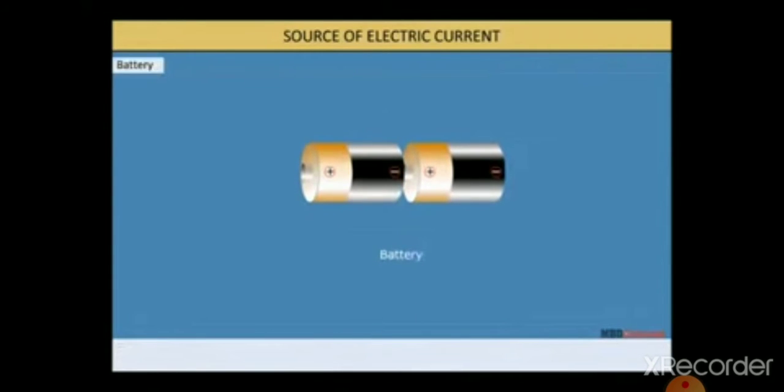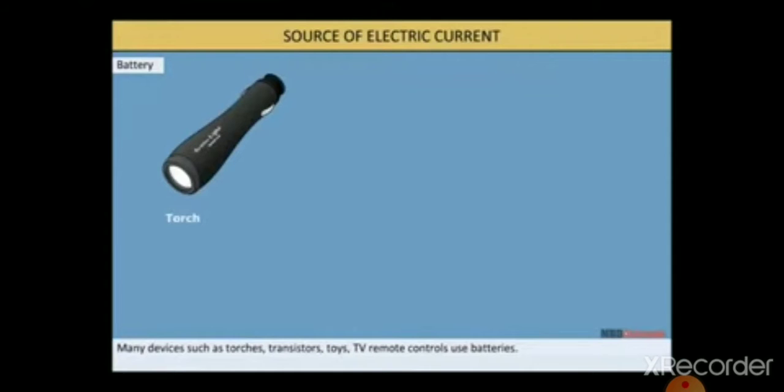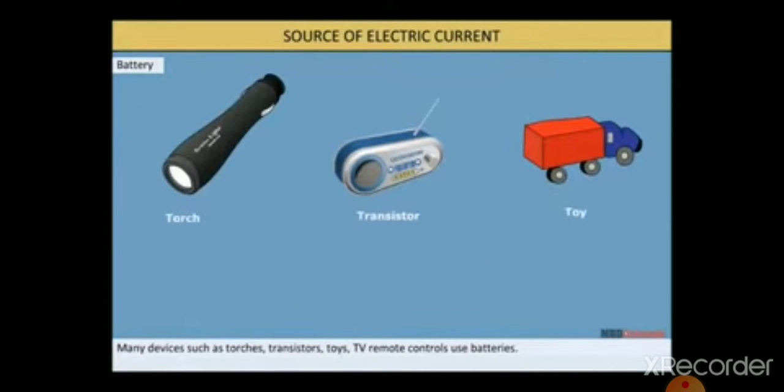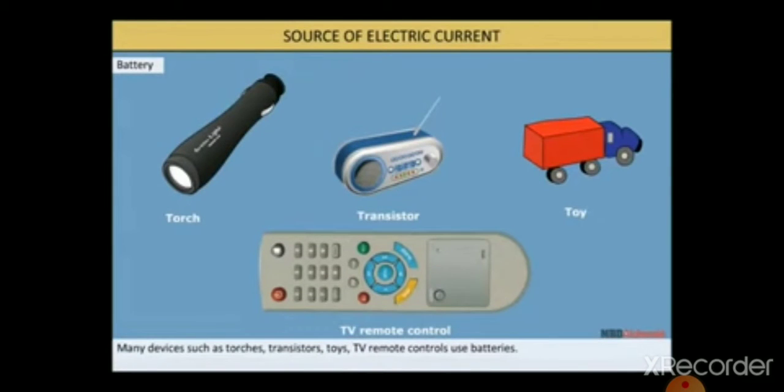So now after this, what is battery? When two or more cells are used to draw an electric current, the combination of cells is called a battery. So now the positive terminal of one cell is connected to the negative terminal of the other cell. And many devices such as torch, transistor, toys, TV remote control use batteries.